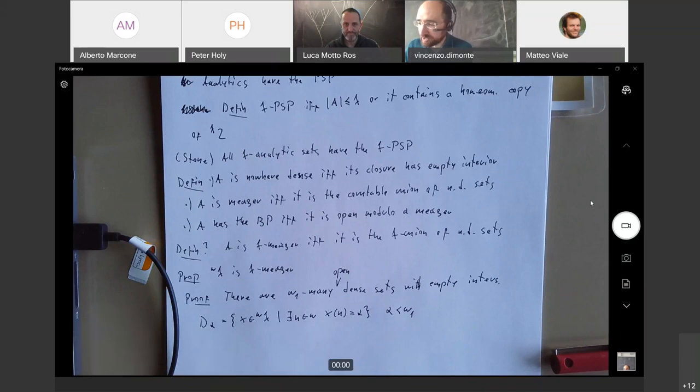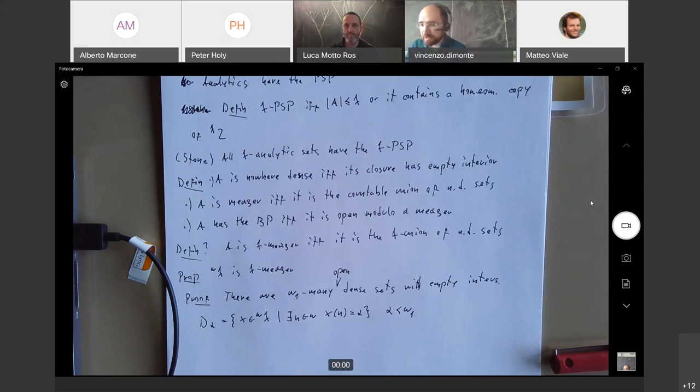This is better. Okay, so you see, if something is in the intersection, it means that for every element in omega one, one of the coordinates is omega one, but this would give a bijection between omega and omega one, and this is impossible. So the complement of these are clearly open dense, so the complement of these are omega one many meager sets whose union is lambda to omega. So the concept of Baire property doesn't make any sense for now.